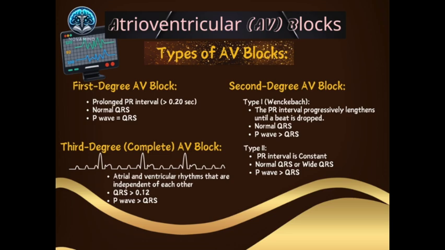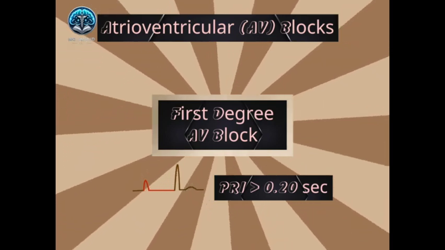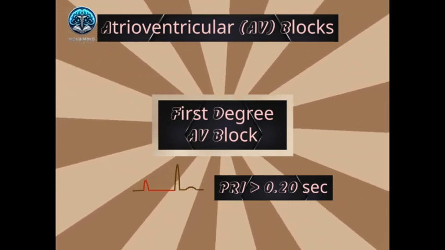Third degree or complete AV block. There is no conduction of atrial impulses to the ventricles, resulting in atrial and ventricular rhythms that are independent of each other. A ventricular escape rhythm often takes over, and the QRS width depends on the origin of this rhythm, but most likely wide. Now let's do an overview on a first degree AV block.